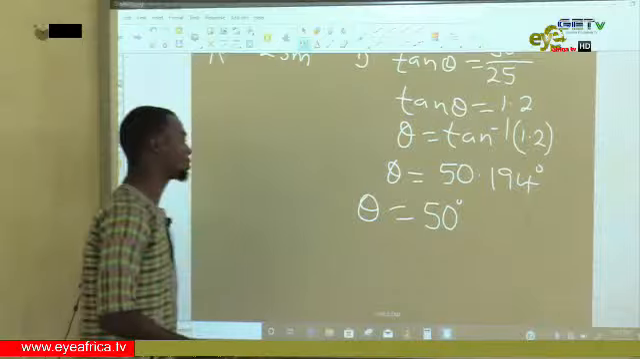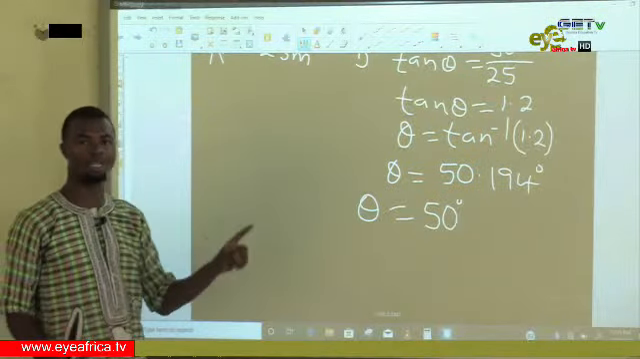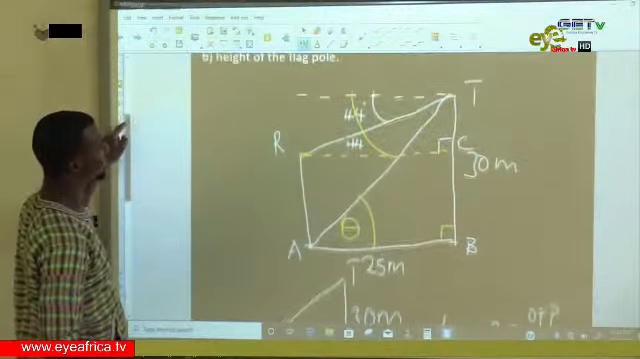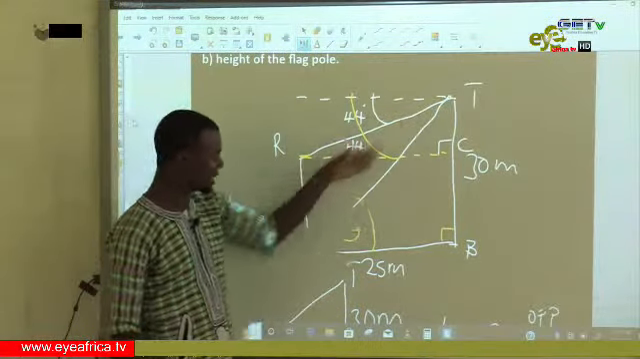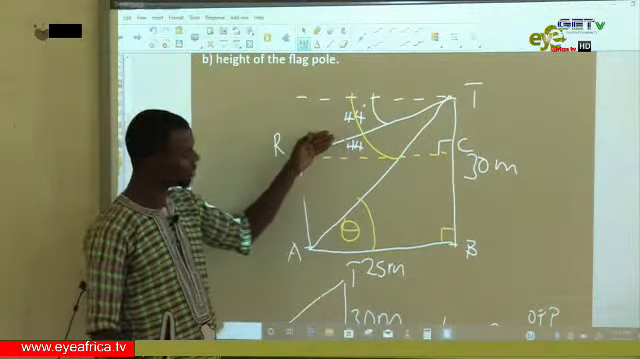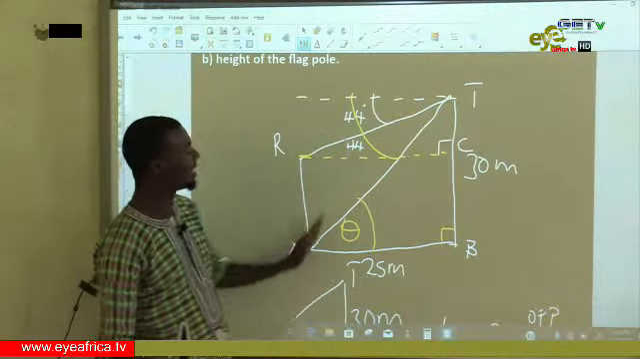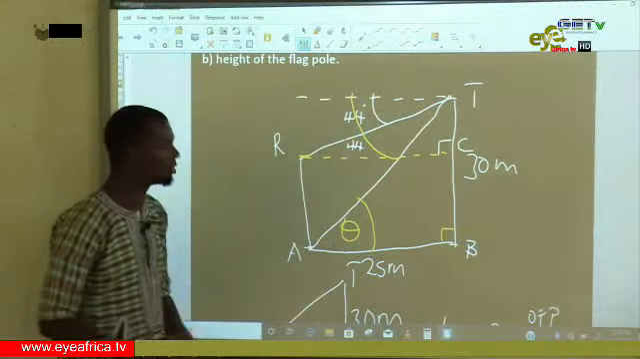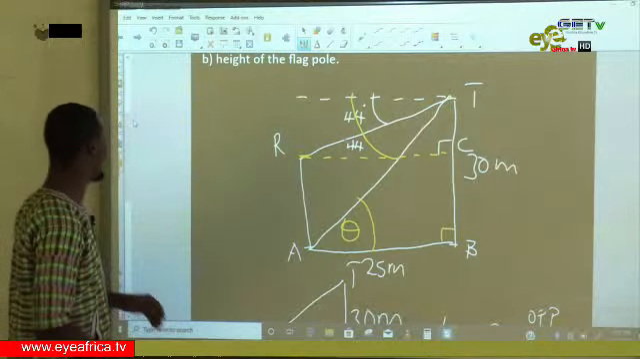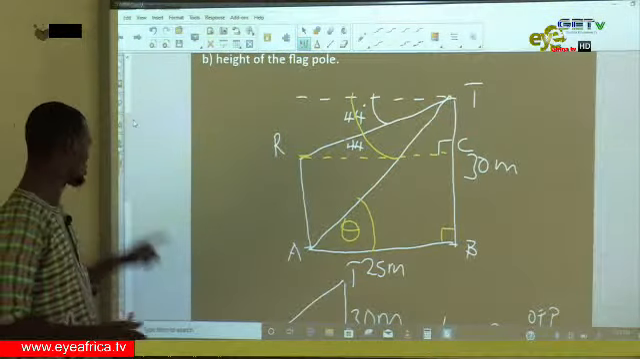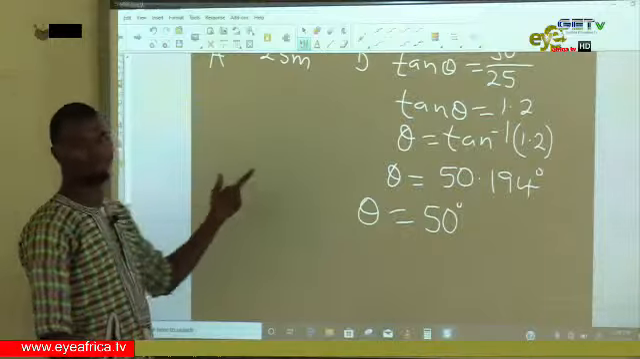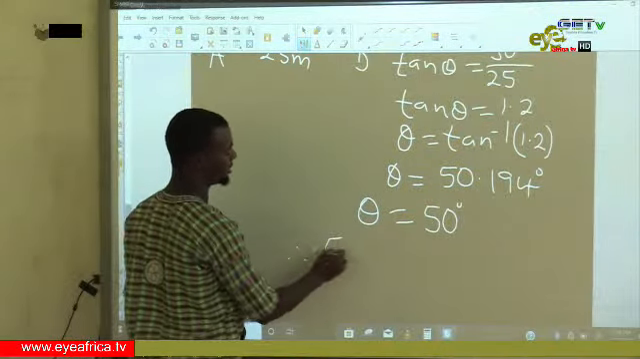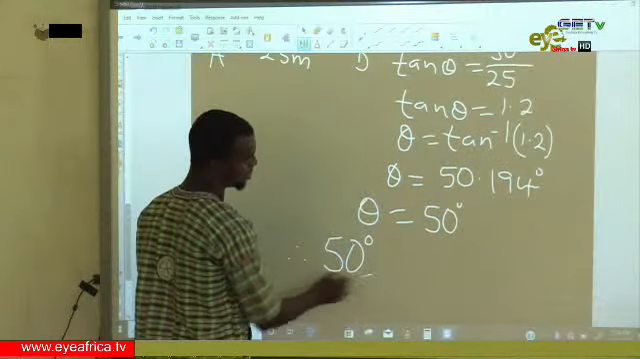What did the question ask us to find? The angle of depression from the woman to the foot of the pole. So the angle we have here is the angle of elevation from the foot of the pole to the woman, which is alternate to the angle of depression from the woman, and the question said to the nearest whole number. The angle of depression from the woman to the foot of the pole therefore is 50 degrees to the nearest whole number.